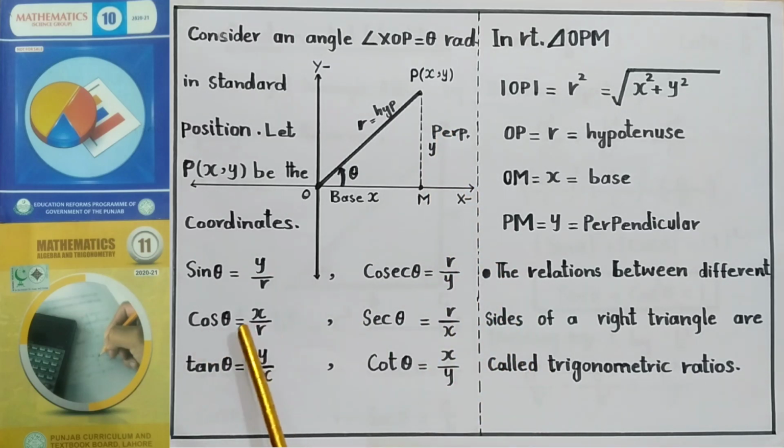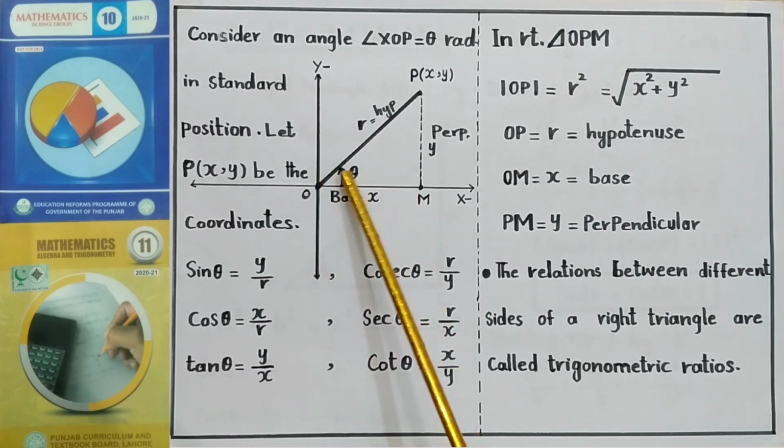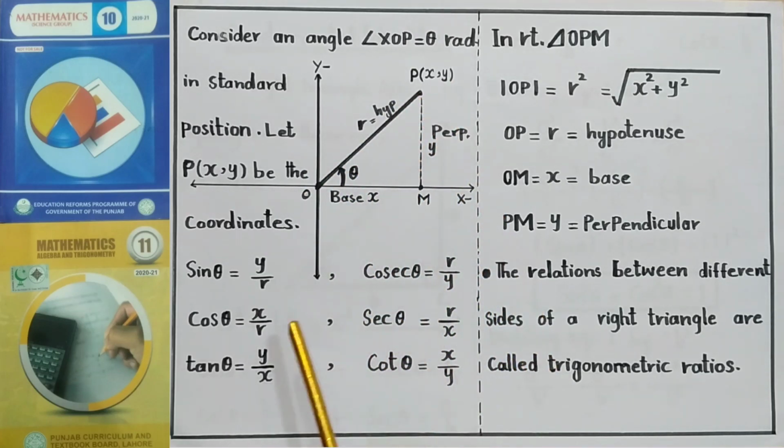The next ratio is cos theta. It is a ratio between base of the right angle triangle and hypotenuse. So cos theta is equal to x over r. X is the base of the triangle and r is the hypotenuse of the triangle. The reciprocal of cos theta is secant theta, that is r over x. R is the hypotenuse and x is the base of the right angle triangle. So we can say that secant theta is equal to hypotenuse over base, that is r over x.